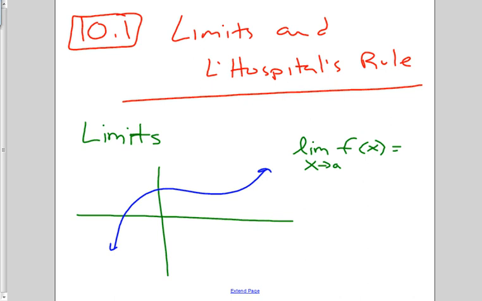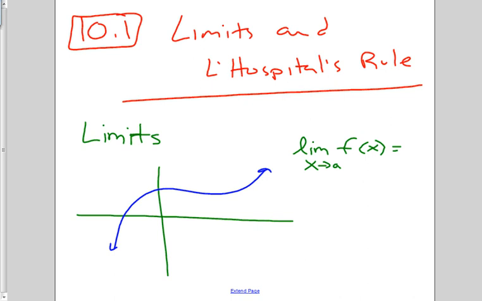Okay, so we're going to start off with some review, looking at limits, but then we're very quickly going to add in a new topic, which is called L'Hopital's Rule. L'Hopital's Rule is a very helpful way for us to solve limits. So we've done some review with limits already, just to conceptually get a picture of what a limit is talking about.